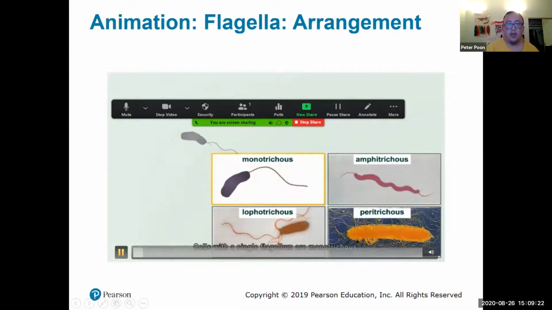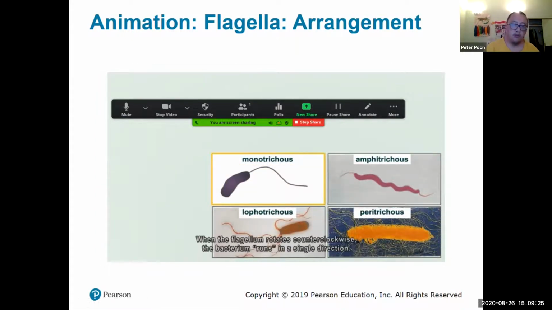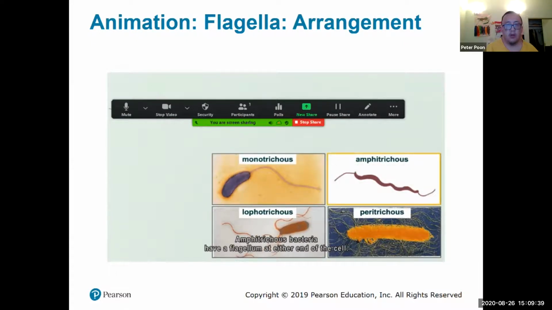Cells with a single flagellum are monotrichous. When the flagellum rotates counterclockwise, the bacterium runs in a single direction. When the flagellum rotates clockwise, the bacterium tumbles and changes direction. Amphitrichous bacteria have a flagellum at either end of the cell. Bacteria with a tuft of flagella at one end are called lophotrichous cells. When the flagella rotate counterclockwise, the flagella bunch up and the cell runs. When the flagella rotate clockwise, they separate and the cell tumbles.